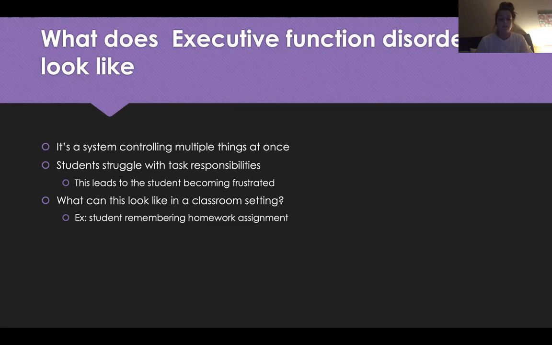So how can this look in a classroom setting? An example that was in the chapter is a student being able to remember a homework assignment. A teacher could say on a Tuesday in class that there is a homework assignment due that Friday. While normally a student would write down the due date being on Friday, a student with EF might not write it down, and even if they did, they would forget to look at it. So that is a sign of a student that struggles with executive function disorder.